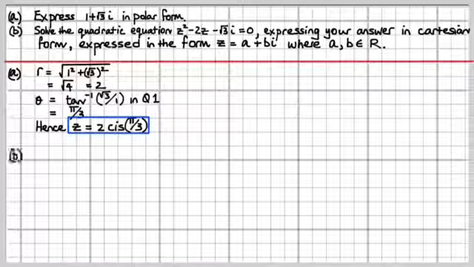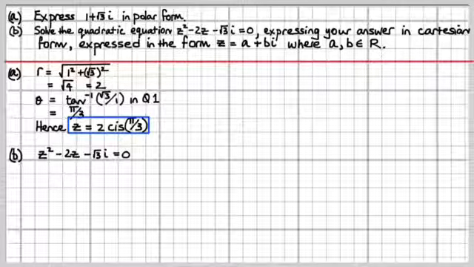Now, part B is where the trouble starts. We've got to solve the quadratic equation z squared minus 2z minus root 3i equals 0. And remember, this is a by hand exam 1 style question. Expressing your answer in Cartesian form, z equals a plus bi, where a and b are real numbers. Alrighty, let's go with it.